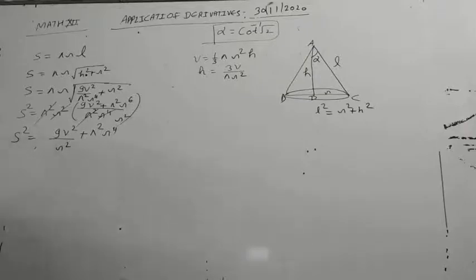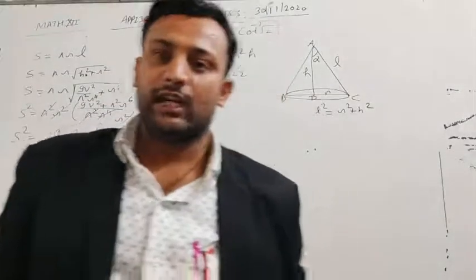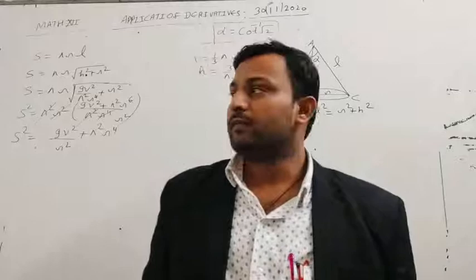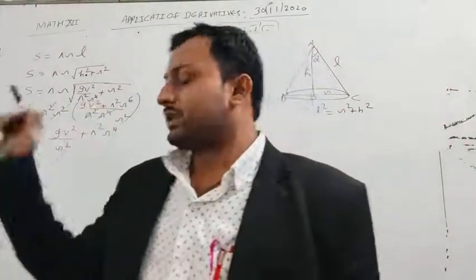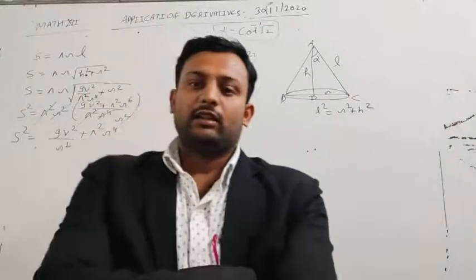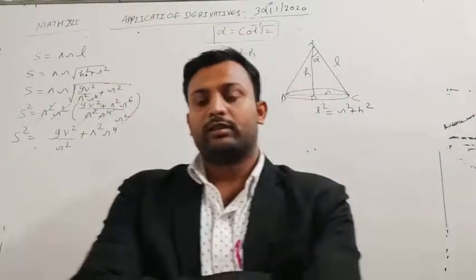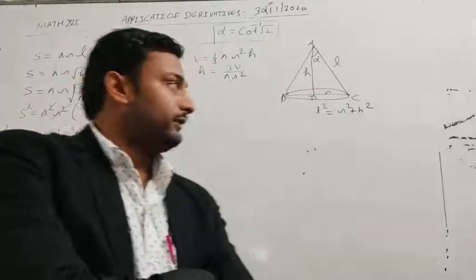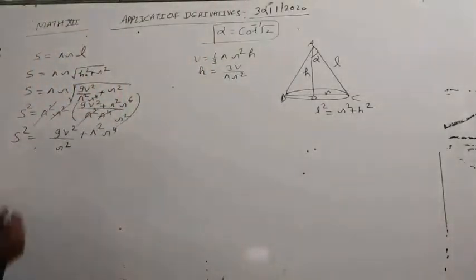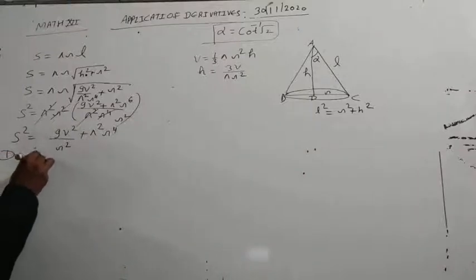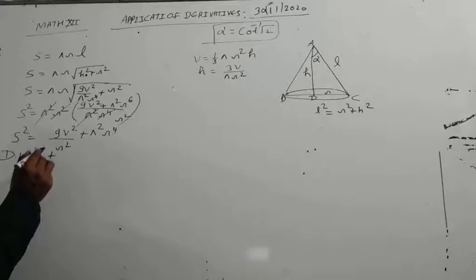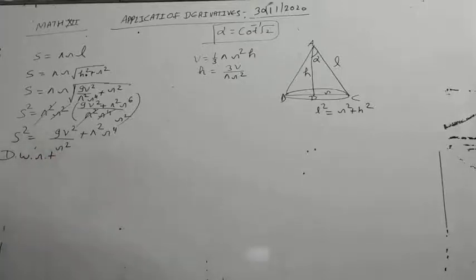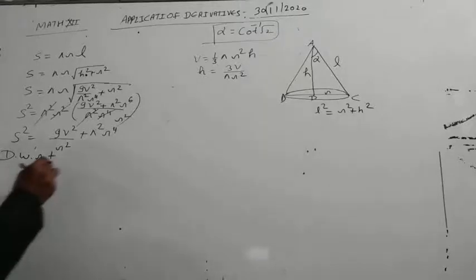And you know well that to minimize or maximize we always use the derivative of the function. So we will find the second derivative of that surface area and see whether it is negative or positive, on the basis of which we will say whether it is minimized or maximized. So let us differentiate with respect to r.